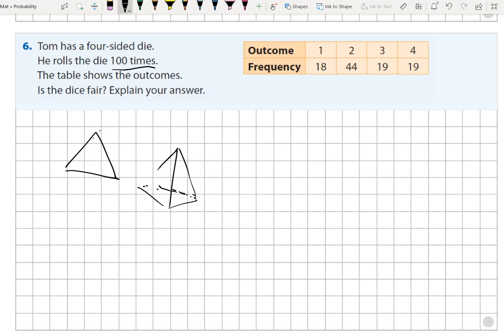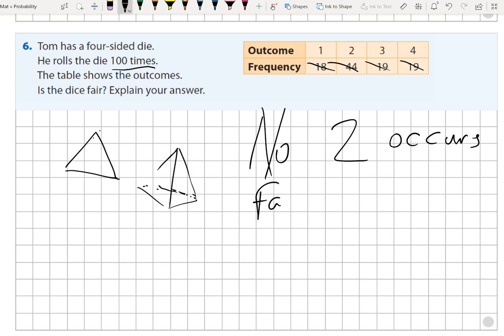Is the die fair? No. 2 occurs way more than all the others. They should have been 25 each. The others are occurring less, and it's occurring more. No, 2 occurs far too often. It's okay if it was 26. That would be just random sampling. 2 occurs far too often.